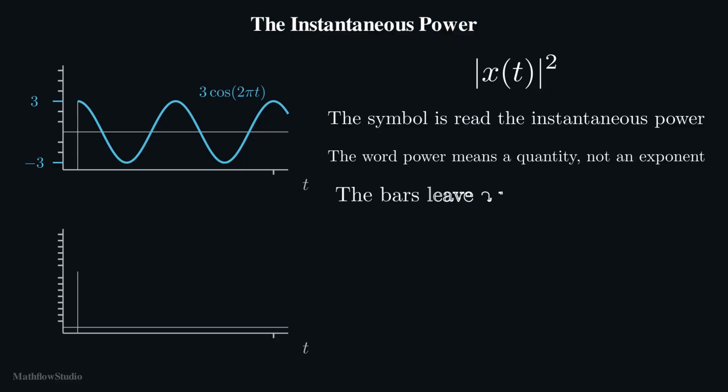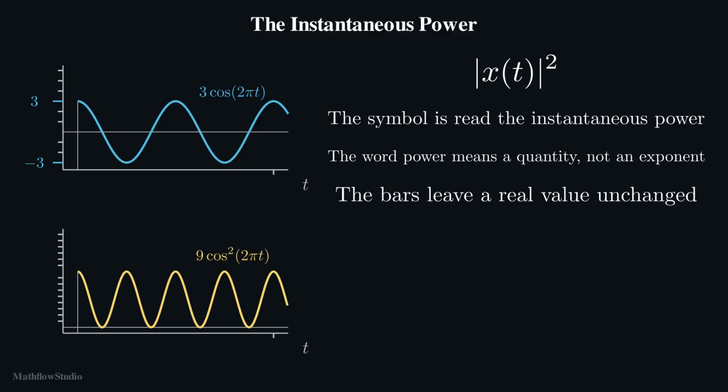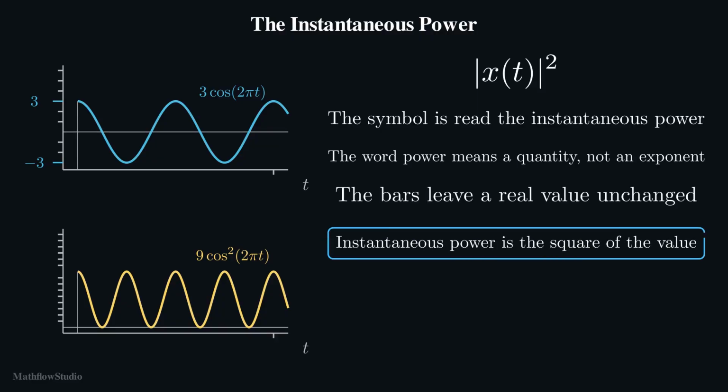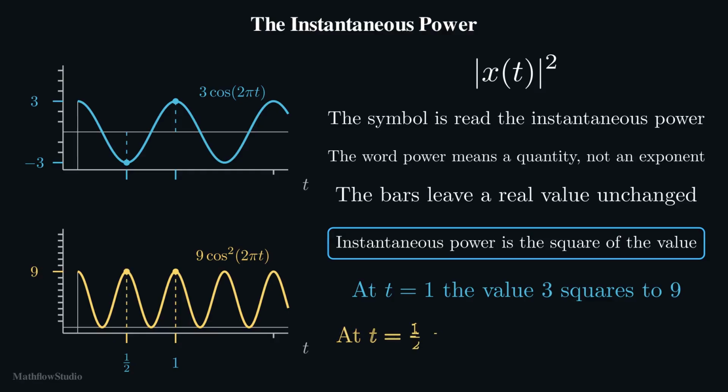The two upright bars take an absolute value, which leaves a real value exactly as it was. Instantaneous power is the square of the value the signal takes at that instant. At 1 second, the signal is at 3, and 3 squared is 9. At half a second, the signal is at -3, and -3 squared is 9 again, so the two instants deliver the same power.